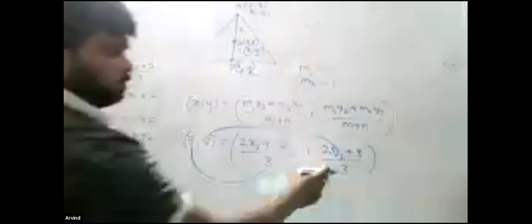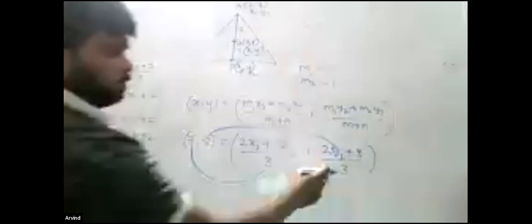Cross multiply, you get 15. 15 is equal to 2y2 + 3. Take this 3 to the other side: 15 - 3 is equal to 12. 12 is equal to 2y2. Therefore, y2 is equal to 6. So a point was given, the centroid was given. You have to find D. This is how you find it.